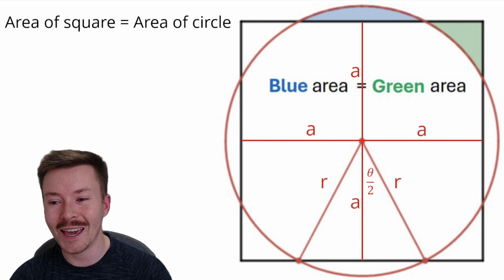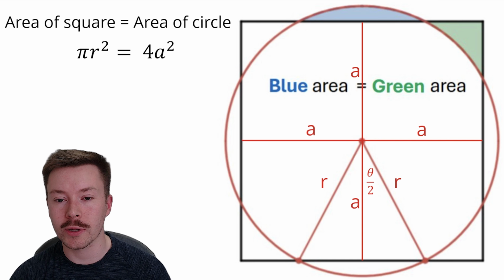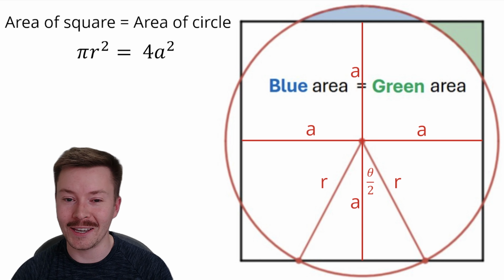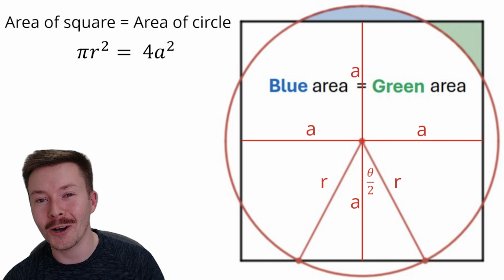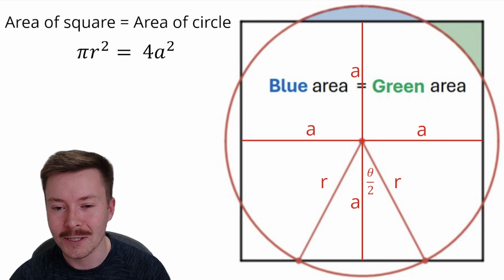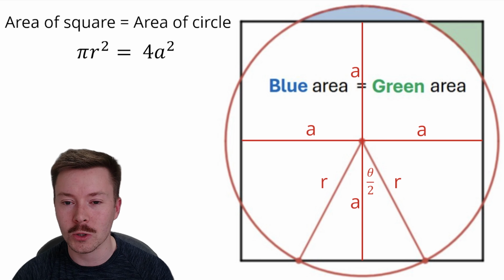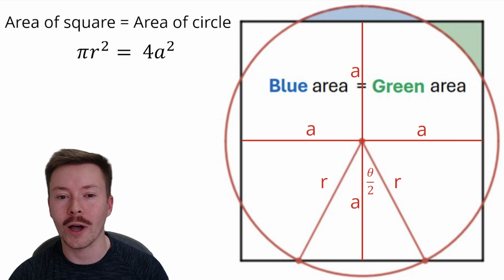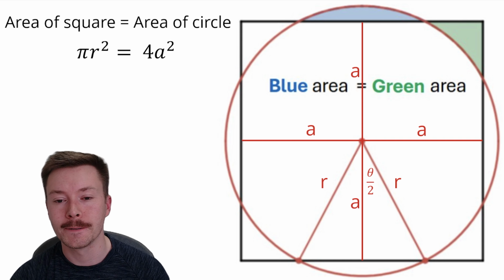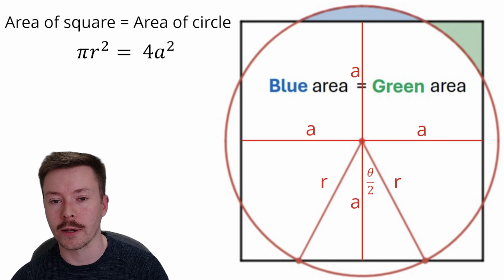Okay, now from there, the area of the square is going to be 4a squared, and the area of the circle is going to be pi r squared, and I've swapped the sides there, so hopefully that hasn't confused you. But pi r squared, the area of the circle, is equal to 4a squared, the area of the square. That's because you're doing 2a times 2a, which is 4a squared.